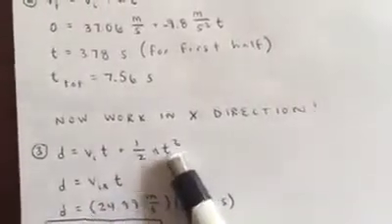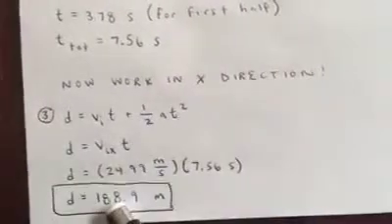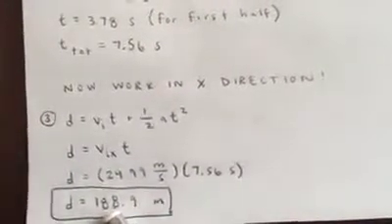Now we can pop into the X direction, plug in our time that we found, use V initial X, and here we can find the horizontal displacement of 188.9 meters.